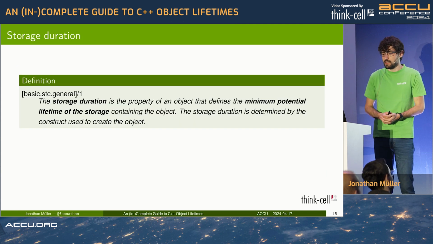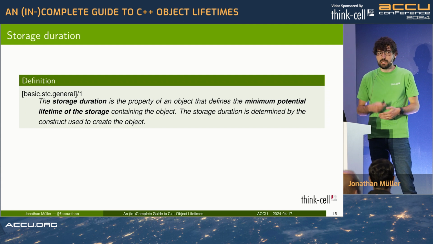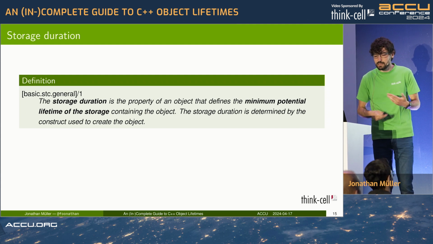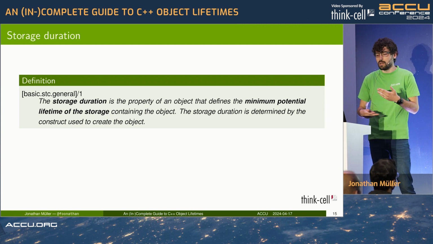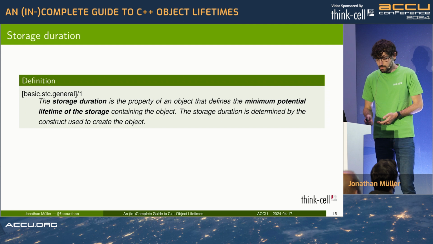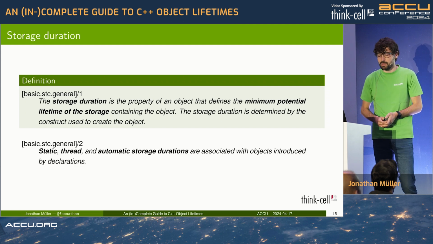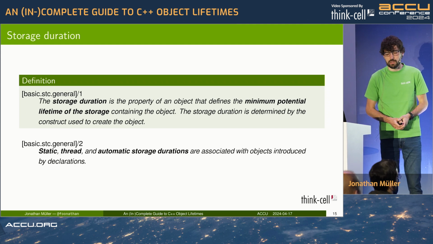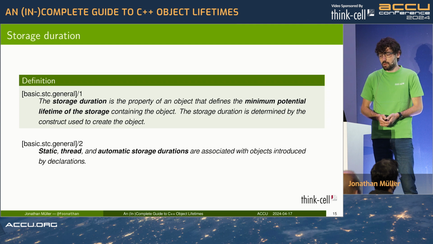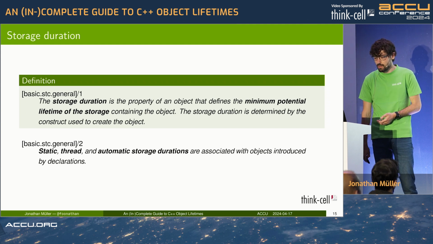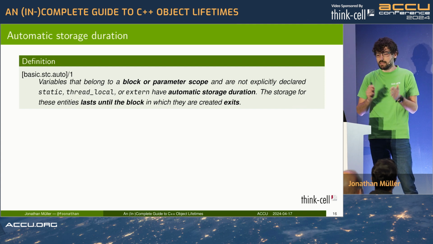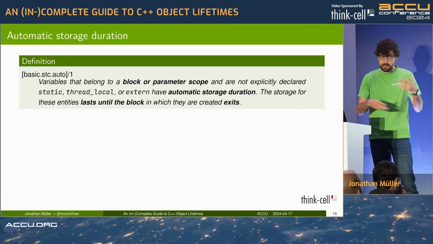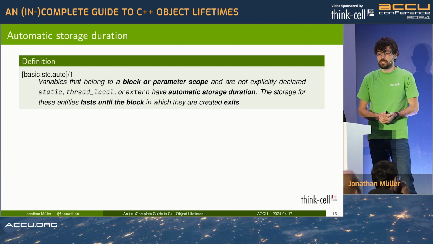So the storage duration is another property of an object, and it defines the minimum potential lifetime of the storage containing the object. And it's determined by the construct we use to create that object. So depending on how we got the object, we have different storage duration. And here in this particular case, we are only dealing with static, thread, and automatic storage duration, which is the storage duration of variables. Automatic storage duration is the easiest one. When we've got a variable that's inside the block or parameter scope, and doesn't use any special keywords, it has automatic storage duration.